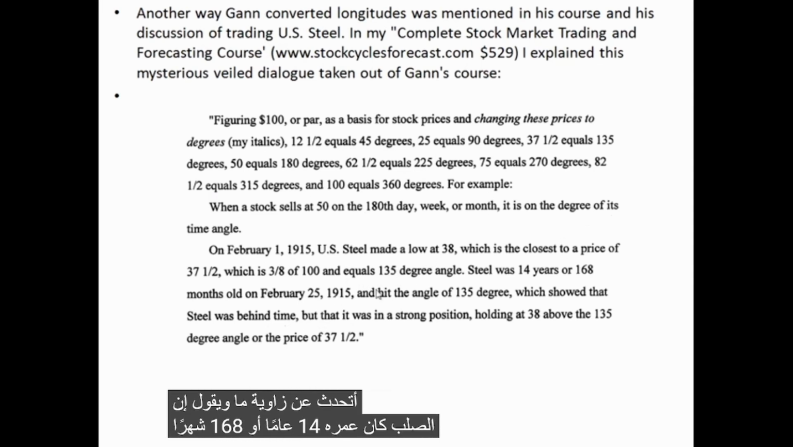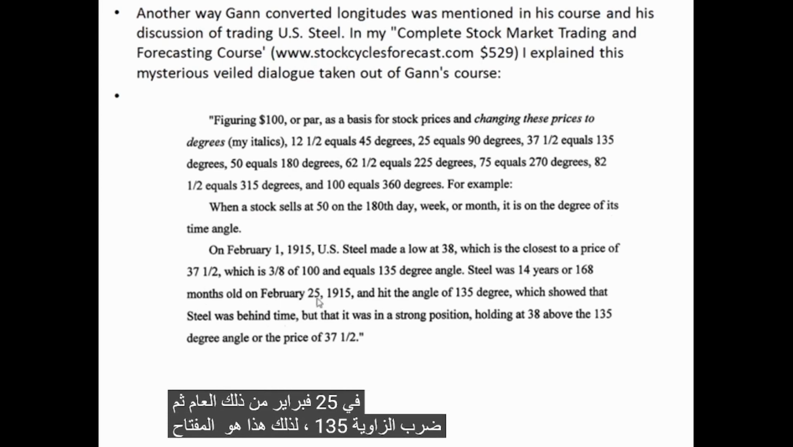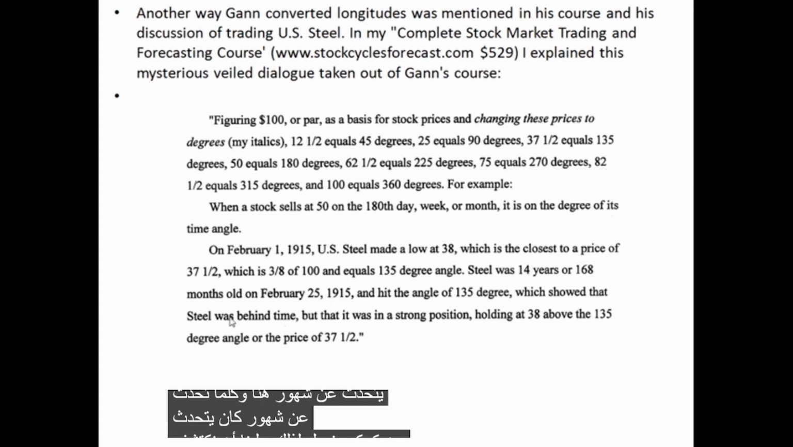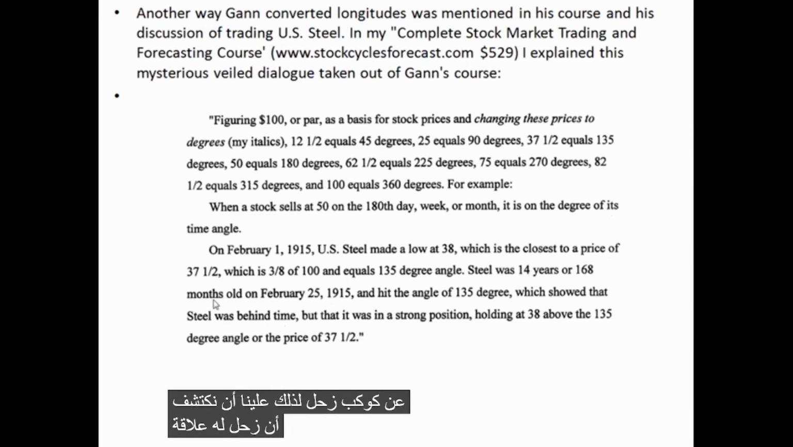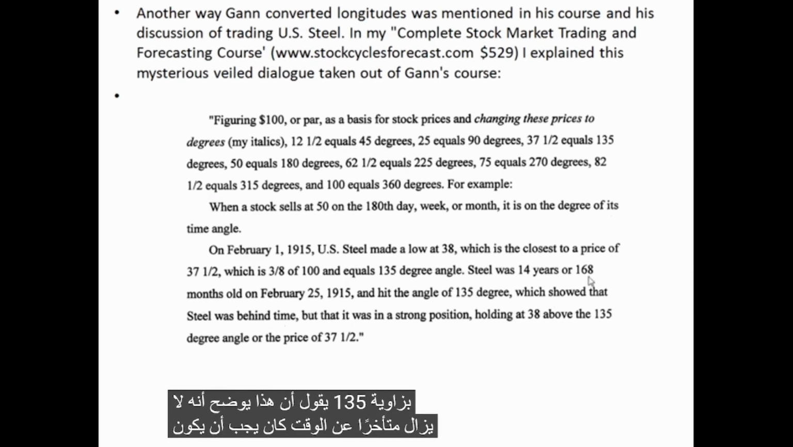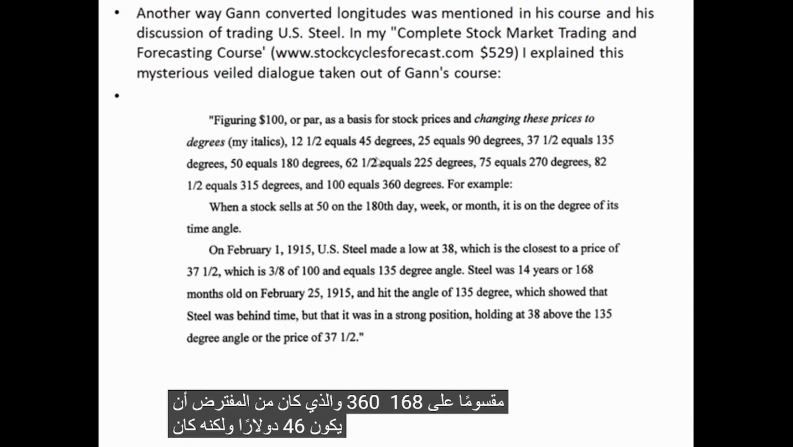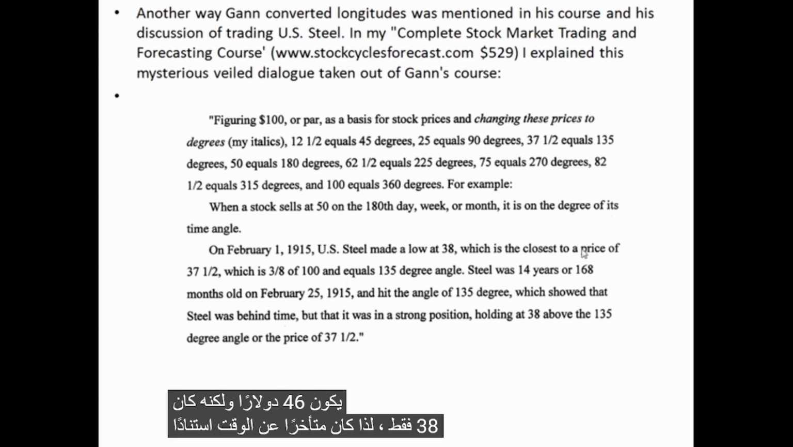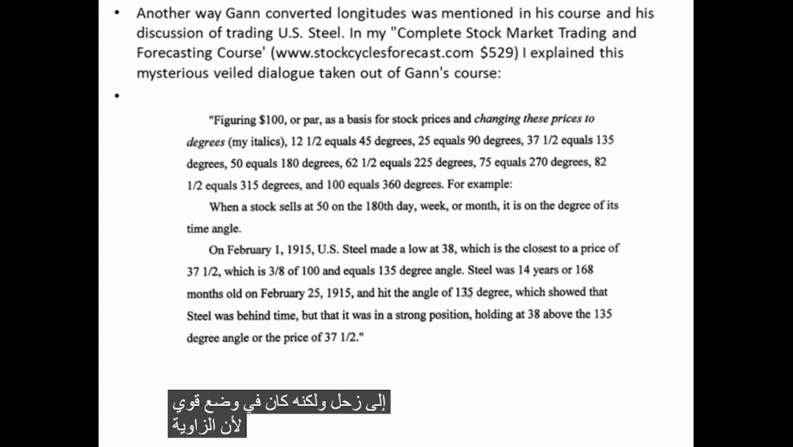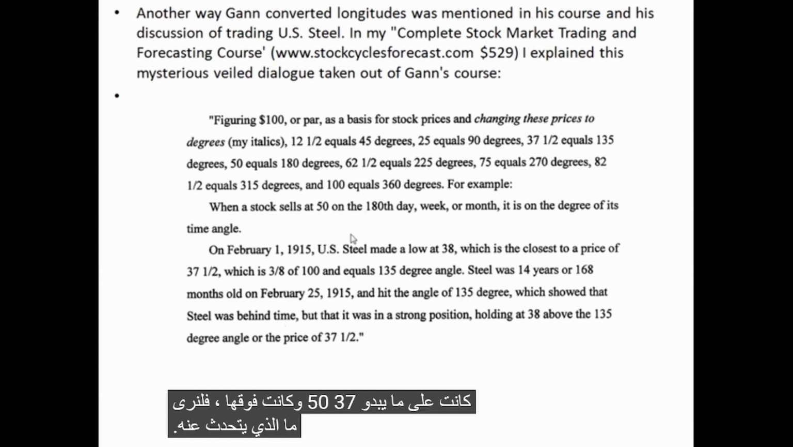And he says steel was 14 years old, or 168 months old, on February 25th that year, and it hit the angle of 135. So this is a key. He's talking about months here, and whenever he talks about months, he's talking about the planet Saturn. So we've got to find out that Saturn has something to do with this 135 angle. He says this showed that steel was behind time. It should have been 168 divided by 360, which would have been something like $46, but it was only at 38. So it was behind time based on Saturn, but it was in a strong position because the angle apparently was 37.50, and it was above it. So let's see what he's talking about.